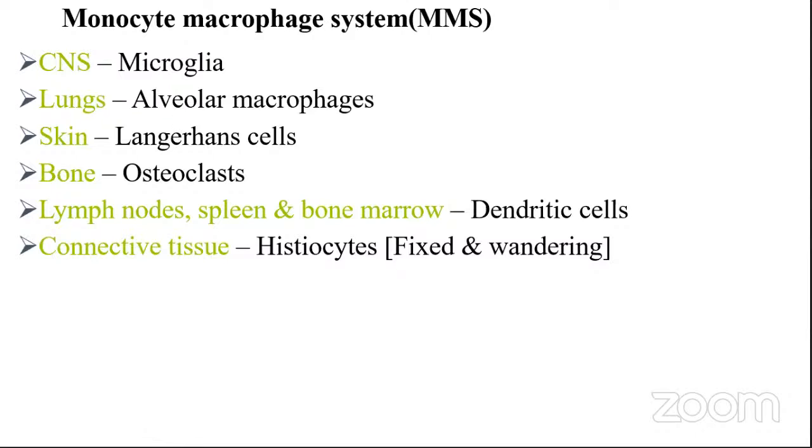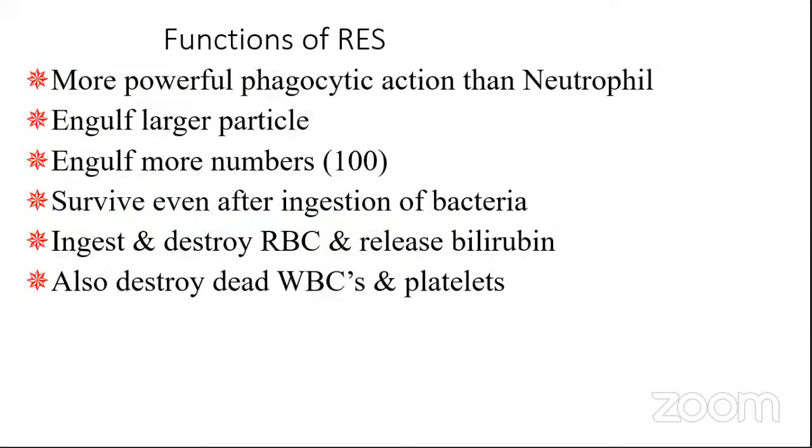In the bone, they are called osteoclasts. Dendritic cells in the lymph nodes, spleen, or bone marrow. In the connective tissue, they are called histiocytes. What are the functions? As I told, mainly the phagocytic action, a very powerful phagocytic action.